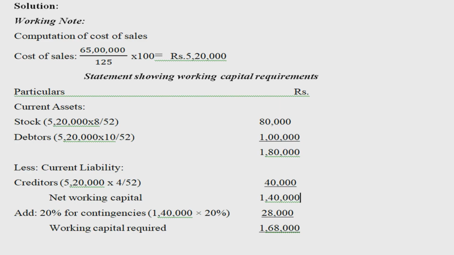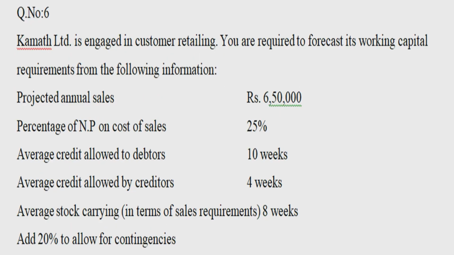Next we have to add the contingencies. So in this sum, add 20% to allow for contingencies is given. So we have to add 20% to the working capital.